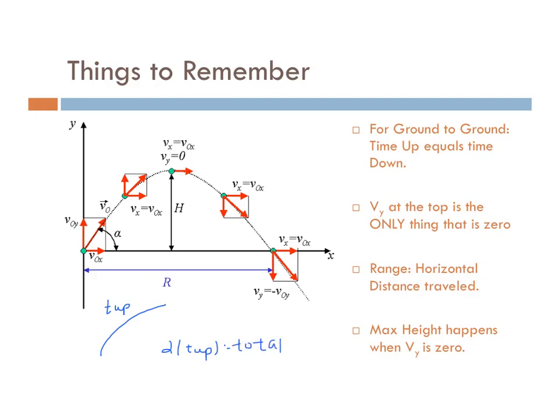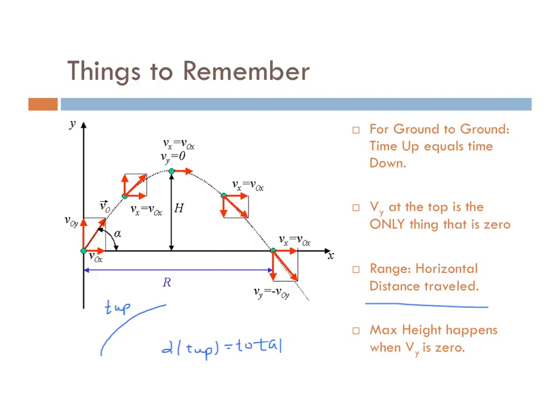Remember that the velocity at the top is 0 only for the velocity in the y direction. If a problem is asking you to solve for range, it's asking for you to solve for horizontal distance traveled, which is this piece here. And if a problem asks you to solve for max height, you can use velocity is equal to 0 in the y direction at the top to help you solve that.